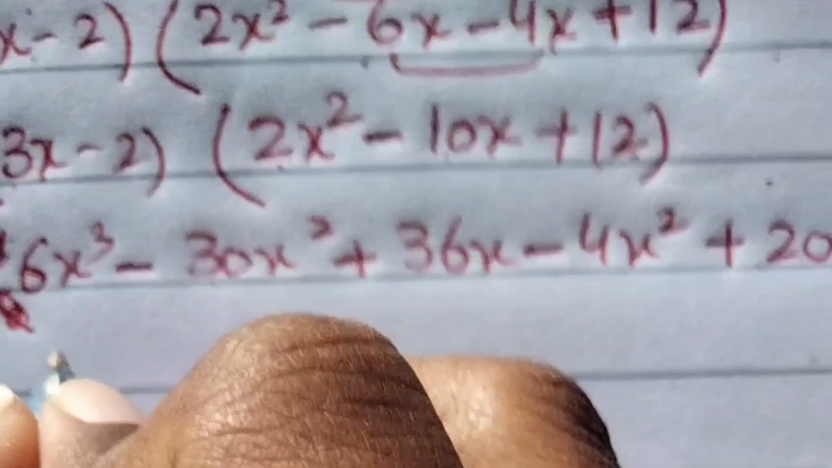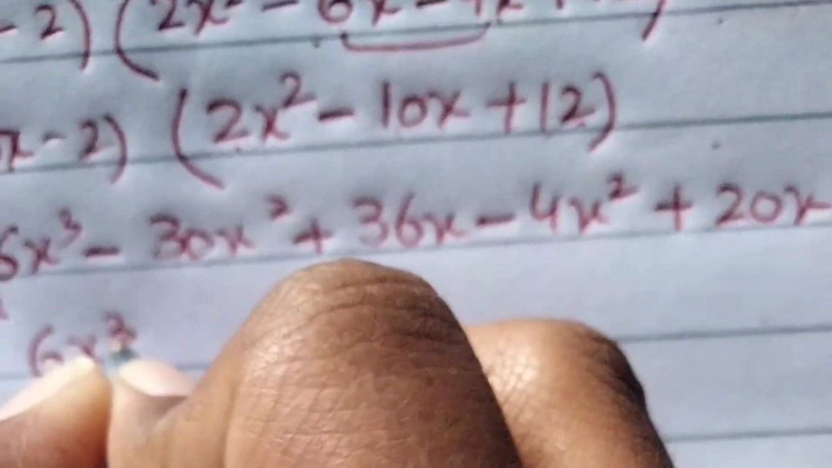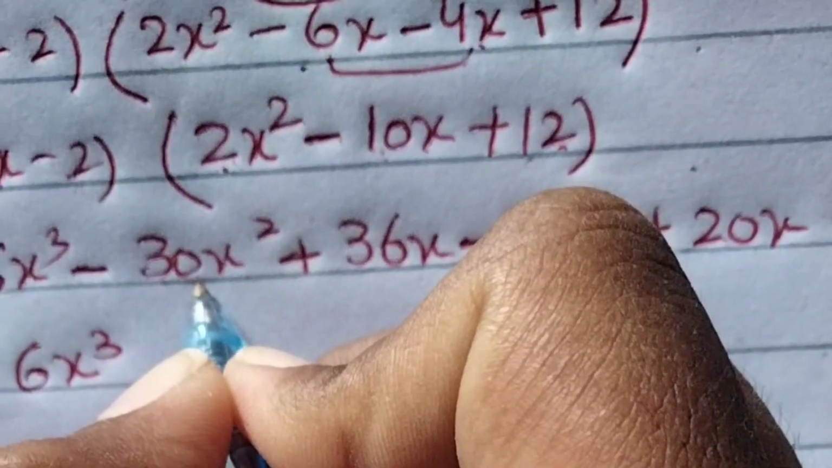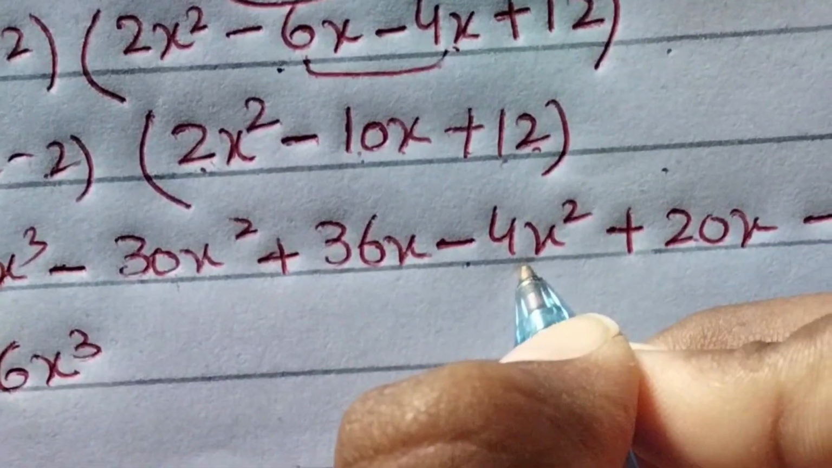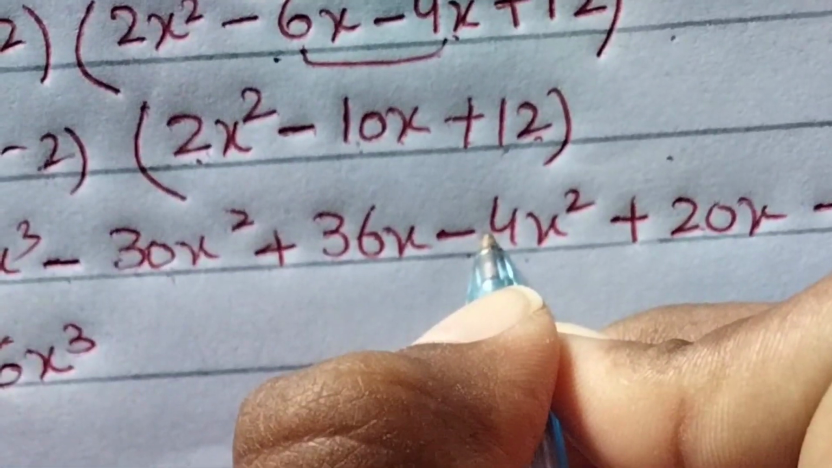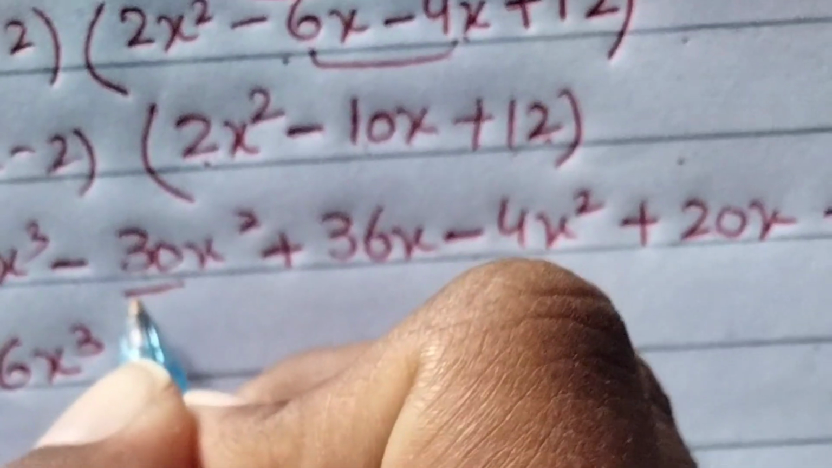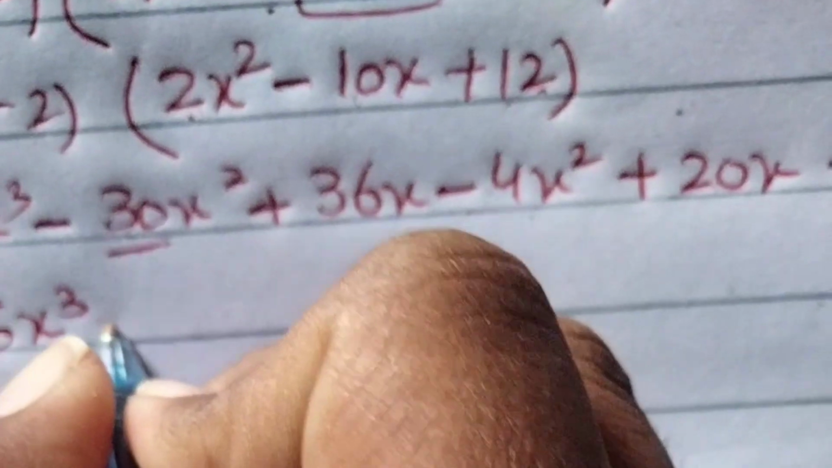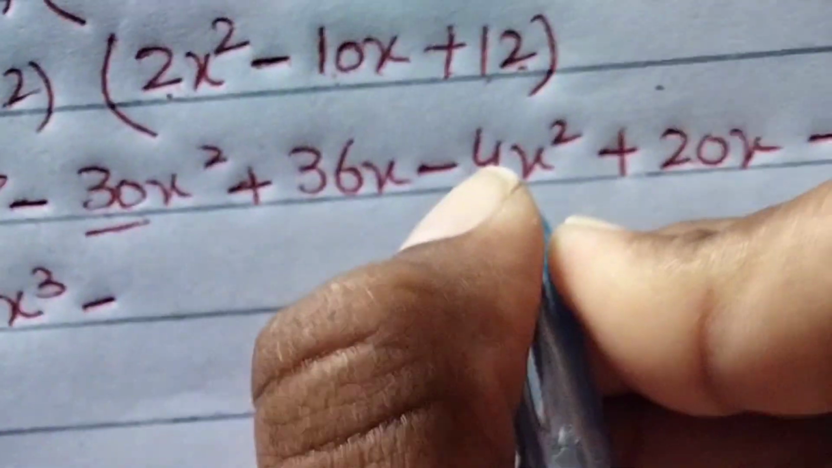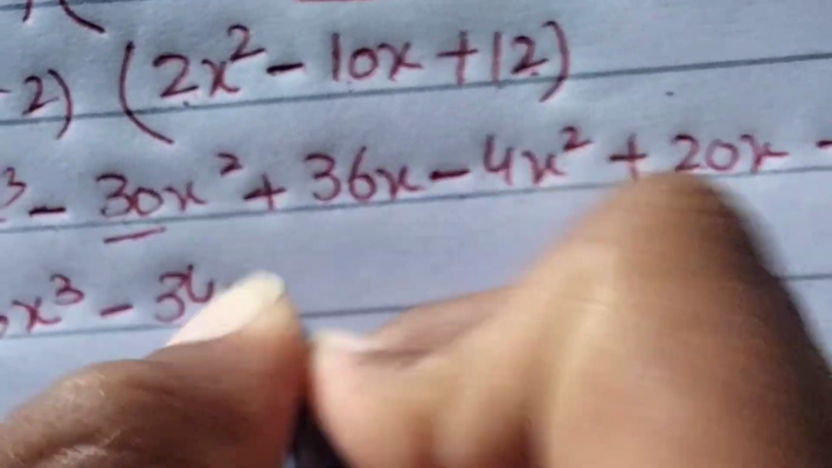In the next step we will just write 6x cube as it is. Now we have a negative 30x square and negative 4x square. So negative plus negative will be negative, and we will write the sign of the larger value, that is negative. So 30 and 4 will be equal to negative 34x square.